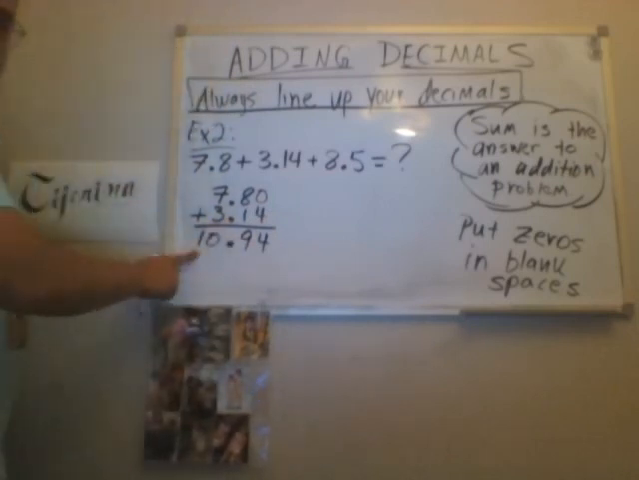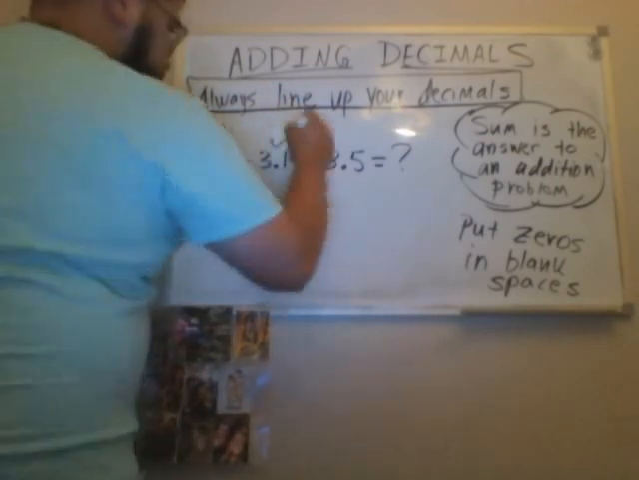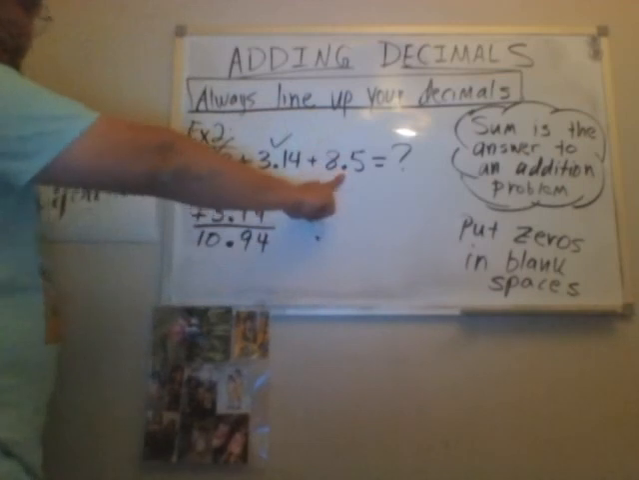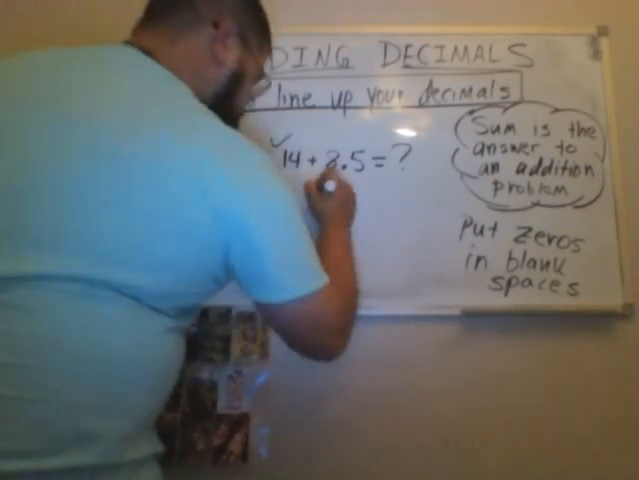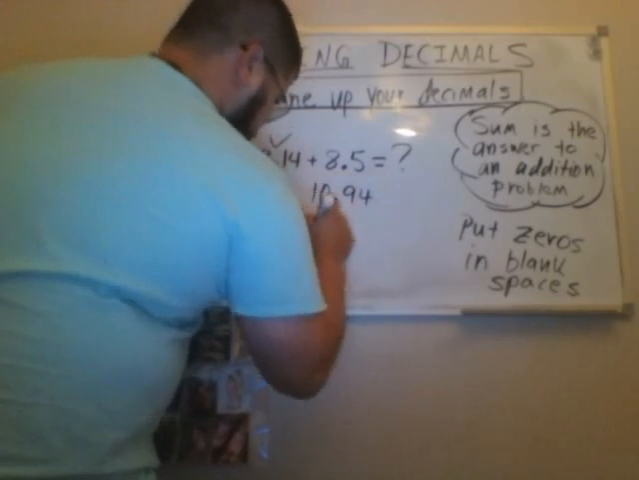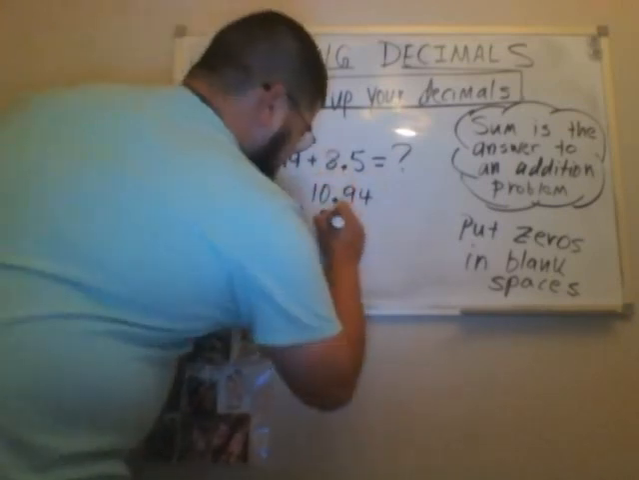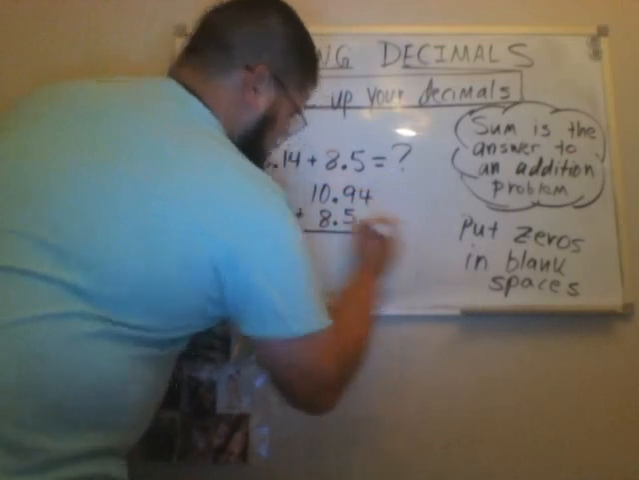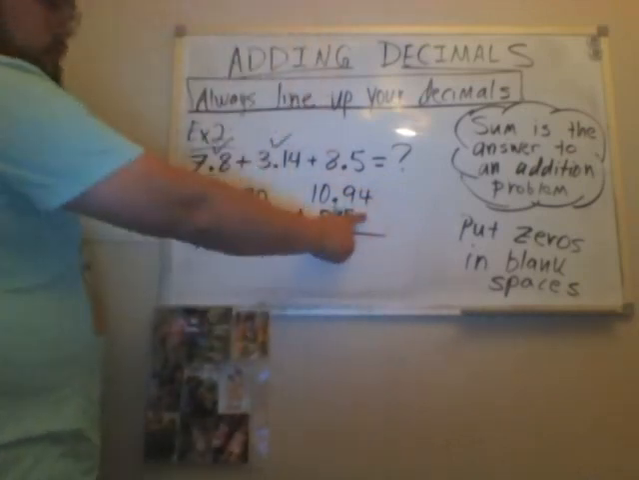Now, are we finished? This is the most common mistake, to stop here and say, oh, I'm done. No, we're done with these two, but we've got to come back for the 8.5. So we're going to do 10.94 plus, and now we're going to line up this decimal, 8.5.